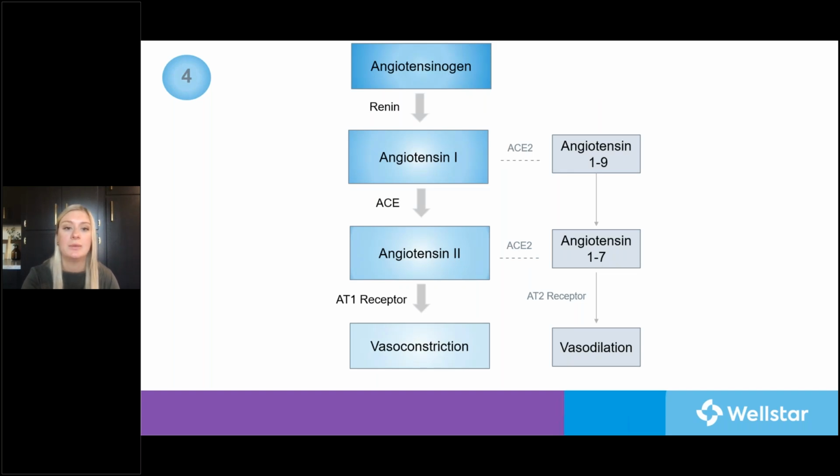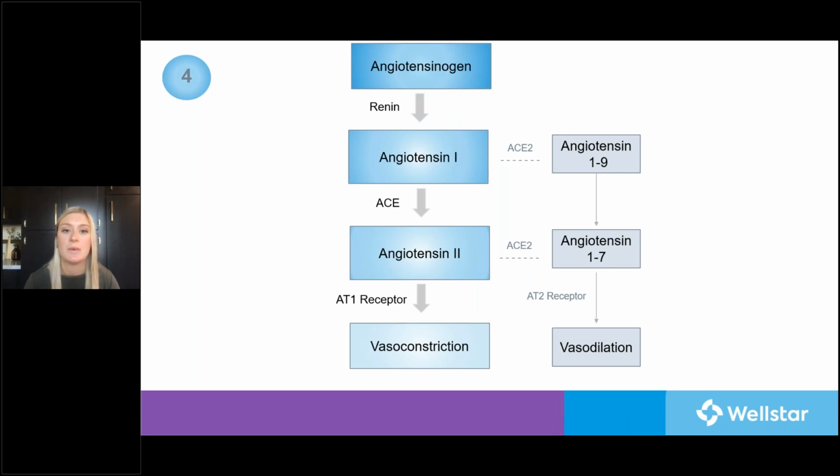And lastly, we have dysfunction of the renin-angiotensin system. In a normal pathway, angiotensinogen is converted into angiotensin 1 by renin, and then to angiotensin 2 by type 1 angiotensin converting enzyme. That's in the lung endothelium. And then angiotensin 2 targets the vascular AT1 receptor, which causes the increase in cytosolic calcium and vasoconstriction.